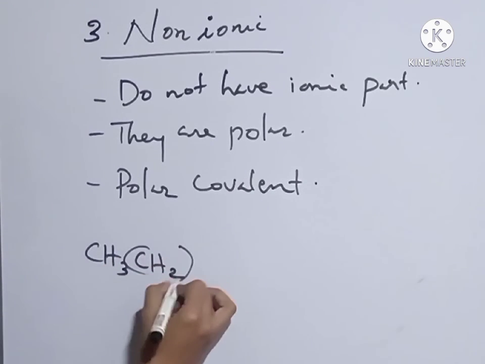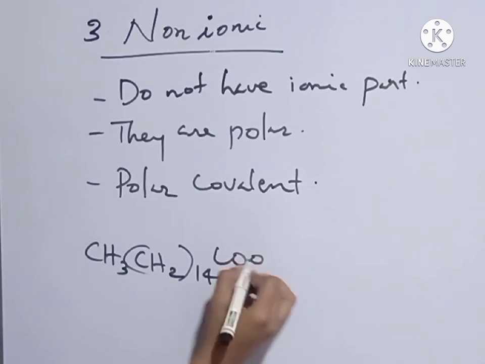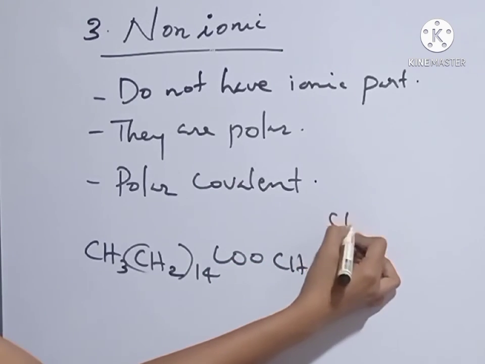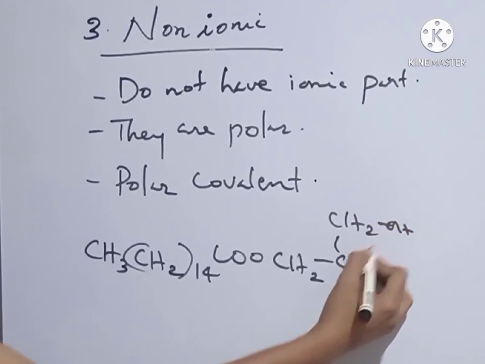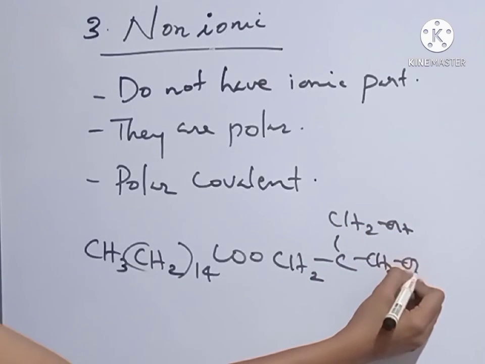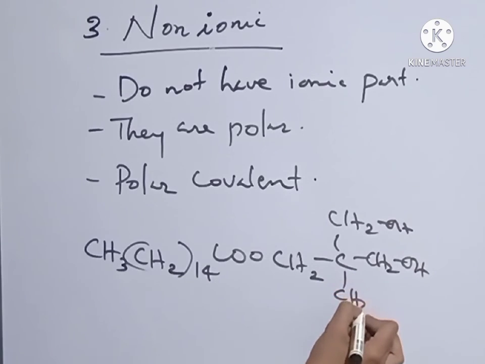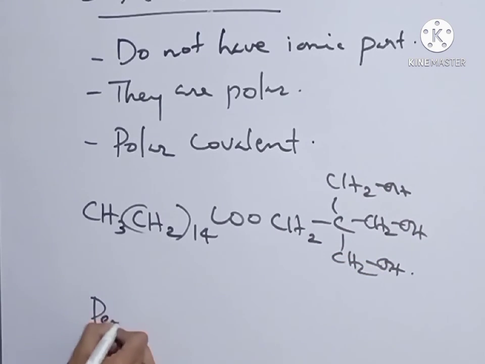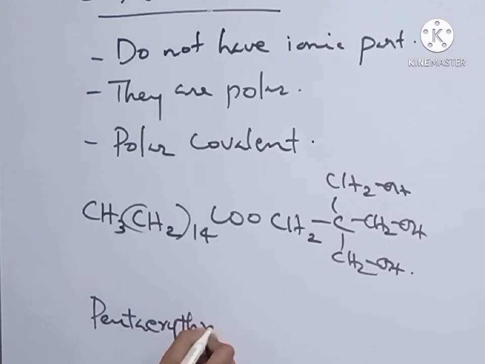For example, CH3 (CH2)14 COO CH2 C (CH2OH)3. This is pentaerythritol palmitate.